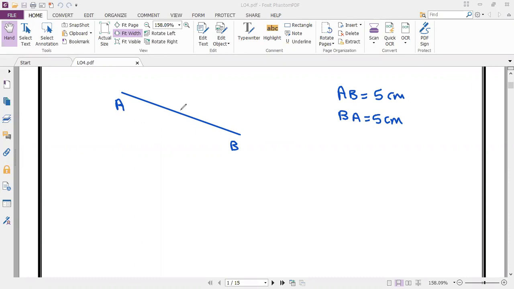When it comes to the vector, there is a big difference between saying the vector AB and the vector BA. However, both of them, AB and BA, have the same magnitude, but they are different in direction. So the vector AB equals negative BA, because they have two different directions.